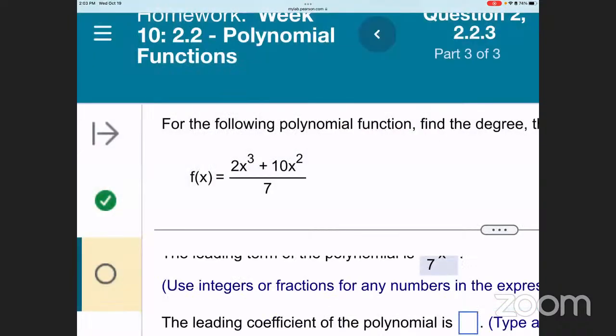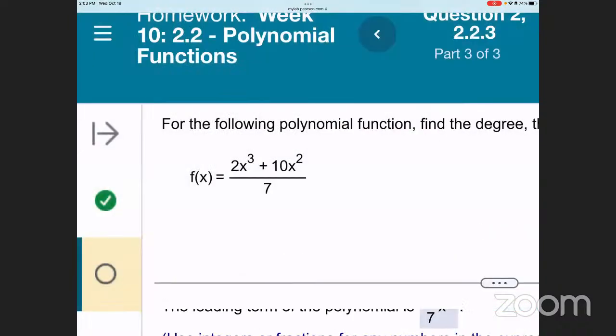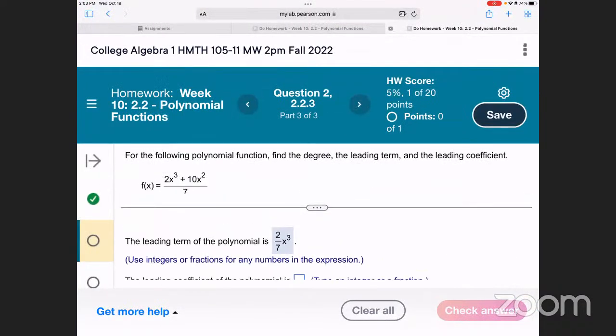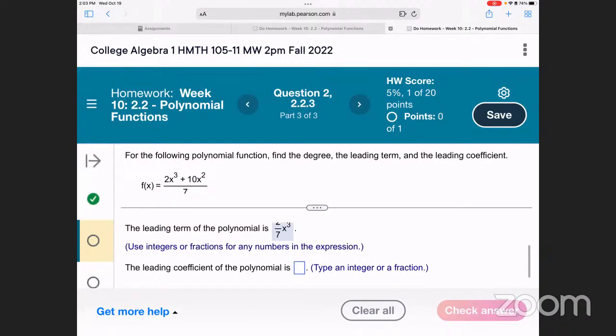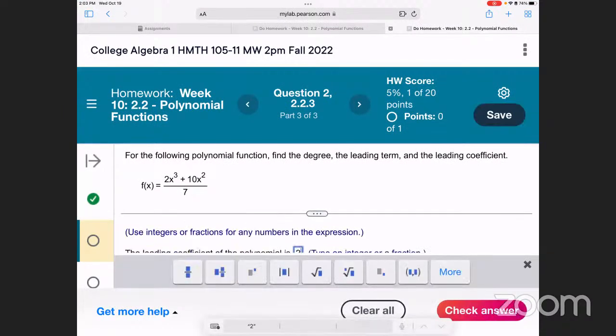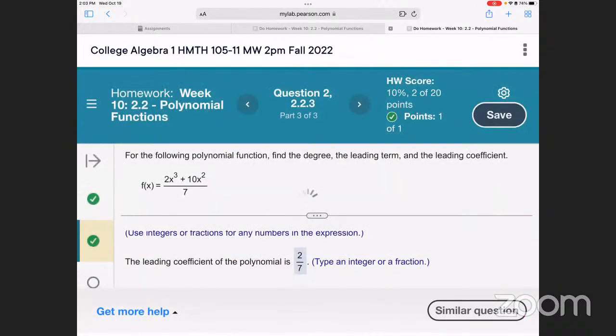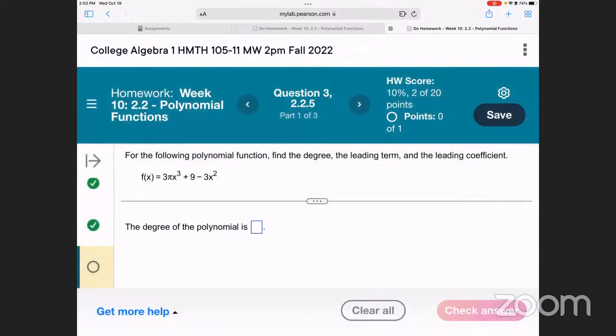Let me zoom. The leading coefficient is 2 over 7. And again, if anything isn't clear, just feel free to unmute yourself to get my attention, and we can adjust. For the following polynomial, let's see the time. We'll give people another 10 minutes to get into the waiting room.